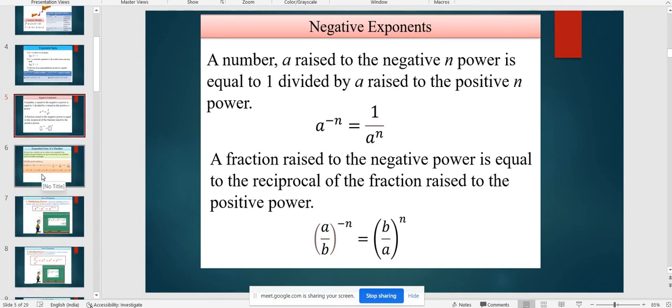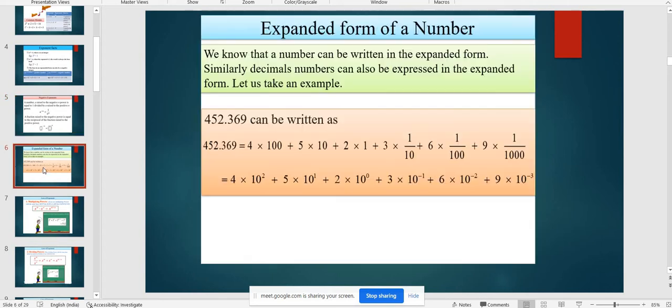Okay. Now next, expanded form of a number. Okay. So suppose 452.369 can be written as 4 into 100 plus 5 into 10 plus 2 into 1 plus 3 into 1 by 10 plus 6 into 1 by 100 plus 9 into 1 by 1000.